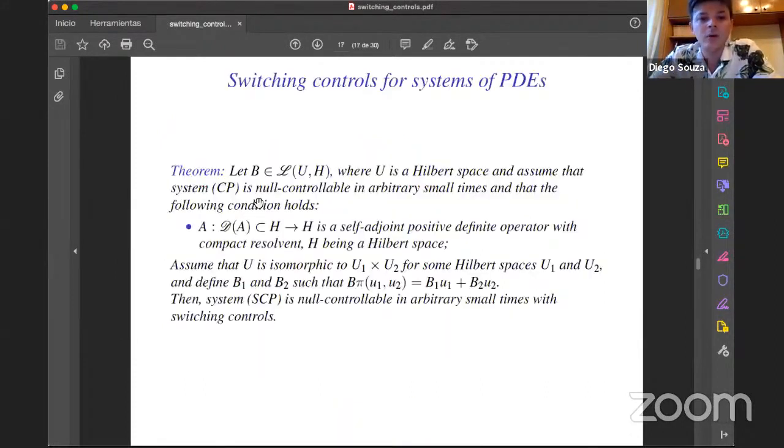Okay, so our main result is this one. This is our theorem, in which we consider B as a bounded operator and A is a self-adjoint positive definite operator with compact resolvent. Okay, and we are in the framework of Hilbert spaces. So if we have these two hypotheses, and the system is null controllable at arbitrarily small times, then our system is null controllable with switching controls.